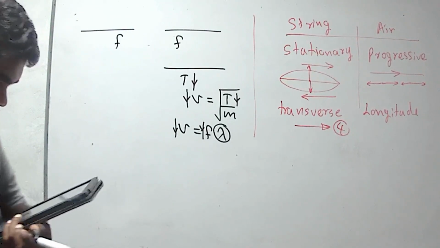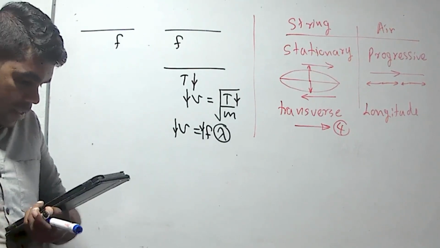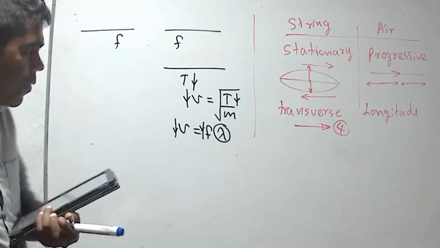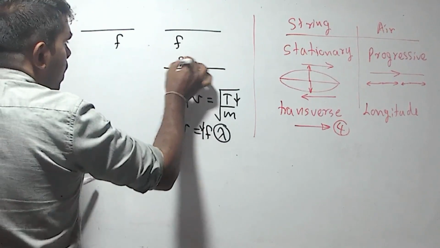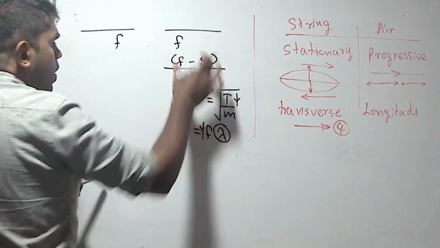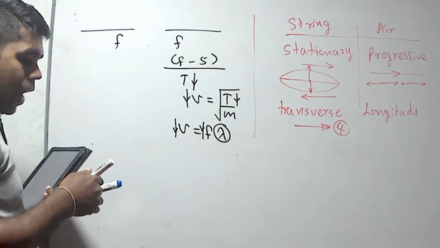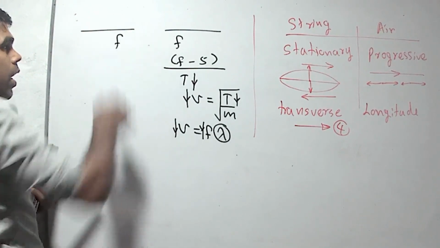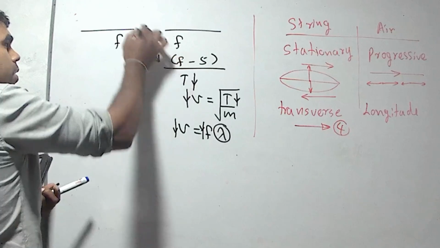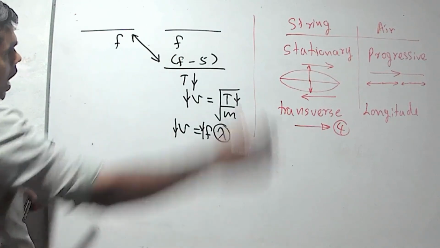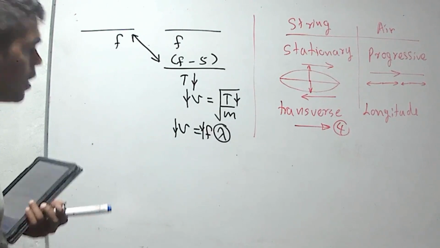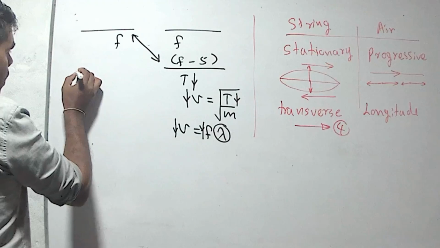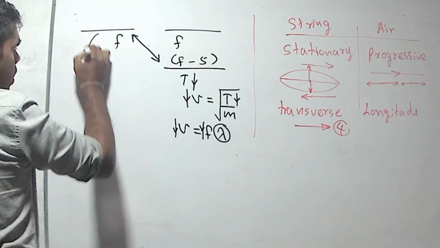And they have given 5 beats are produced. Therefore, the frequency of this one should be f minus 5. Frequency is decreasing. 5 beats means the frequency difference between these two strings should be 5. Therefore, this one should be f minus 5.